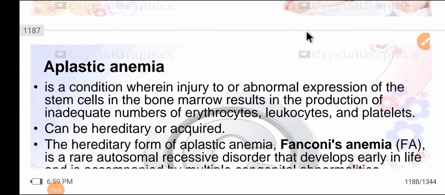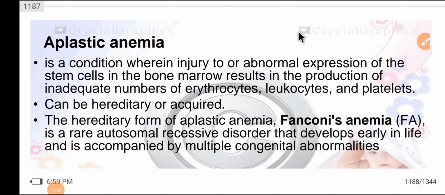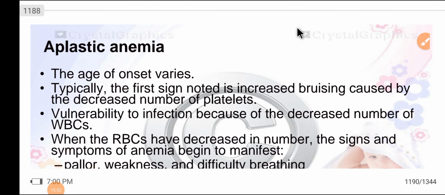Aplastic anemia is a condition wherein injury to or abnormal expression of the stem cells in the bone marrow results in the production of inadequate numbers of erythrocytes, leukocytes, and platelets. It can be hereditary or acquired. The hereditary form of aplastic anemia, Fanconi's anemia (FA), is a rare autosomal recessive disorder that develops early in life and is accompanied by multiple congenital abnormalities. Aplastic anemia: the age of onset varies.